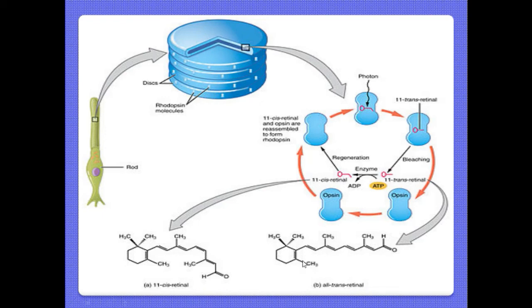See that this is the structure of all-trans-retinal. That is, 11-trans is nothing but all-trans-retinal, converted into 11-cis-retinal. See the structure, only here the change comes: all-trans to 11-cis. This is how light energy is converted into electrical energy inside the outer segment of the rod. The same thing happens in cone cells also.